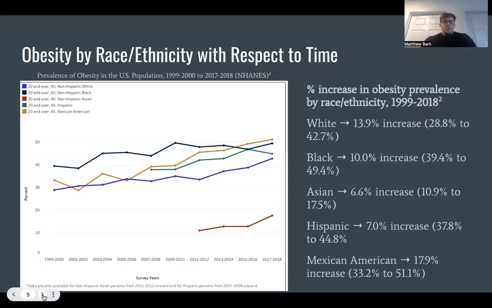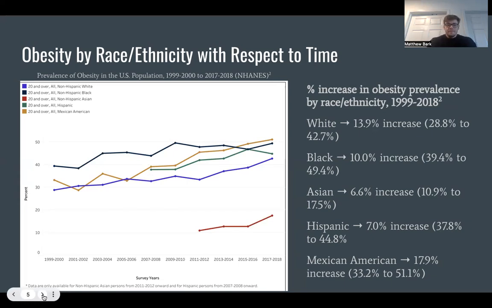This slide shows obesity trends with respect to different races. It's important to note that the National Health and Nutrition Examination Survey did not begin to measure obesity prevalence for Asians and Hispanic Americans until data collection was already underway, with Hispanic obesity prevalence being collected starting in 2007 and for non-Hispanic Asians starting in 2011.